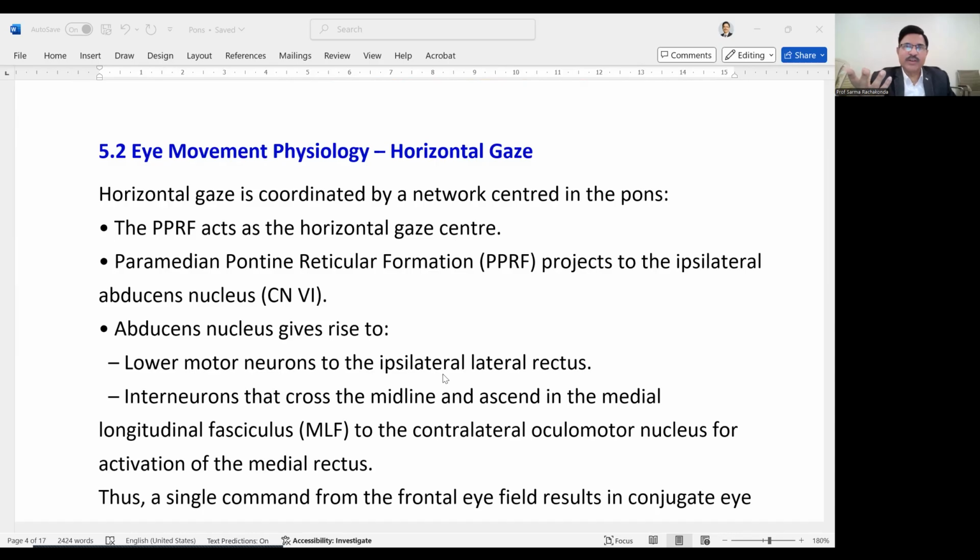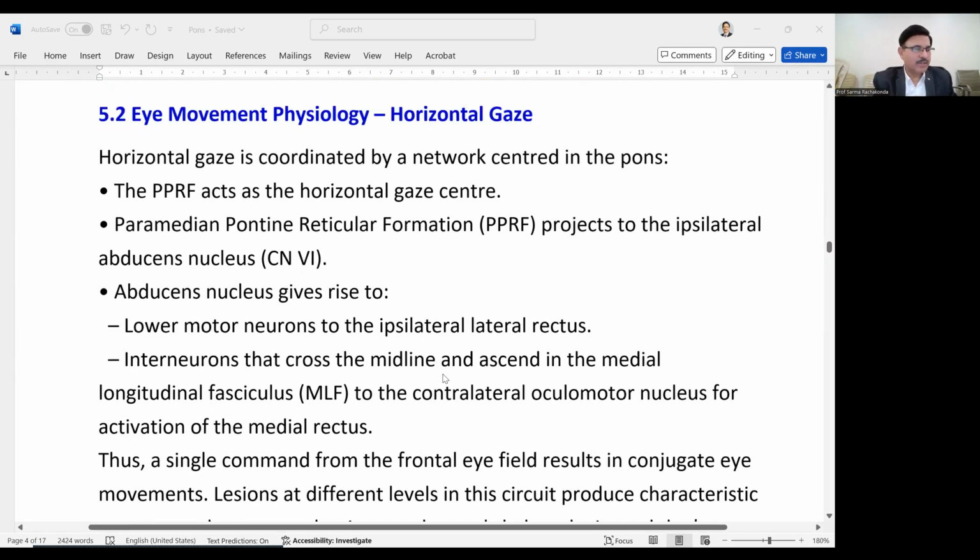What a beautiful coordination. So this is happening because of what are all the things? The abducent nucleus, the medial longitudinal fasciculus, and the third nerve nucleus in the midbrain, together commanded by the cerebral cortical impulses, are producing the horizontal gaze.